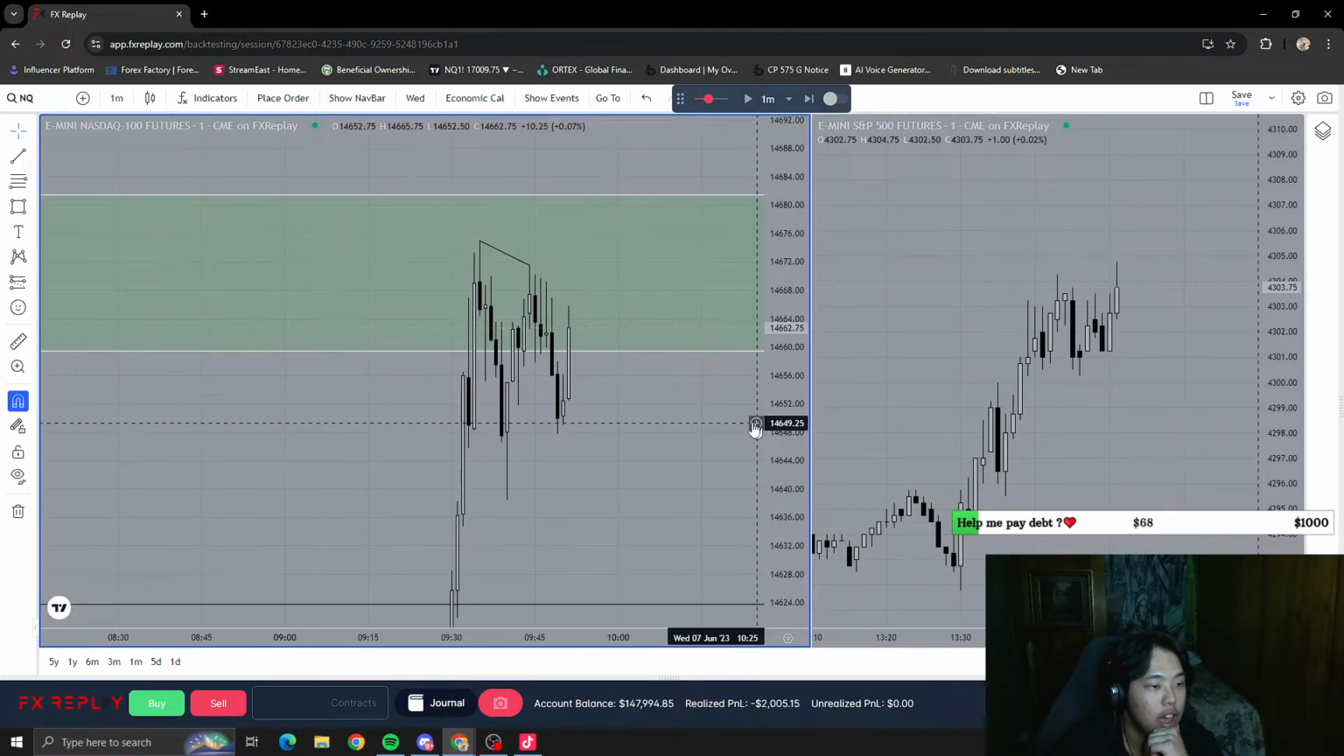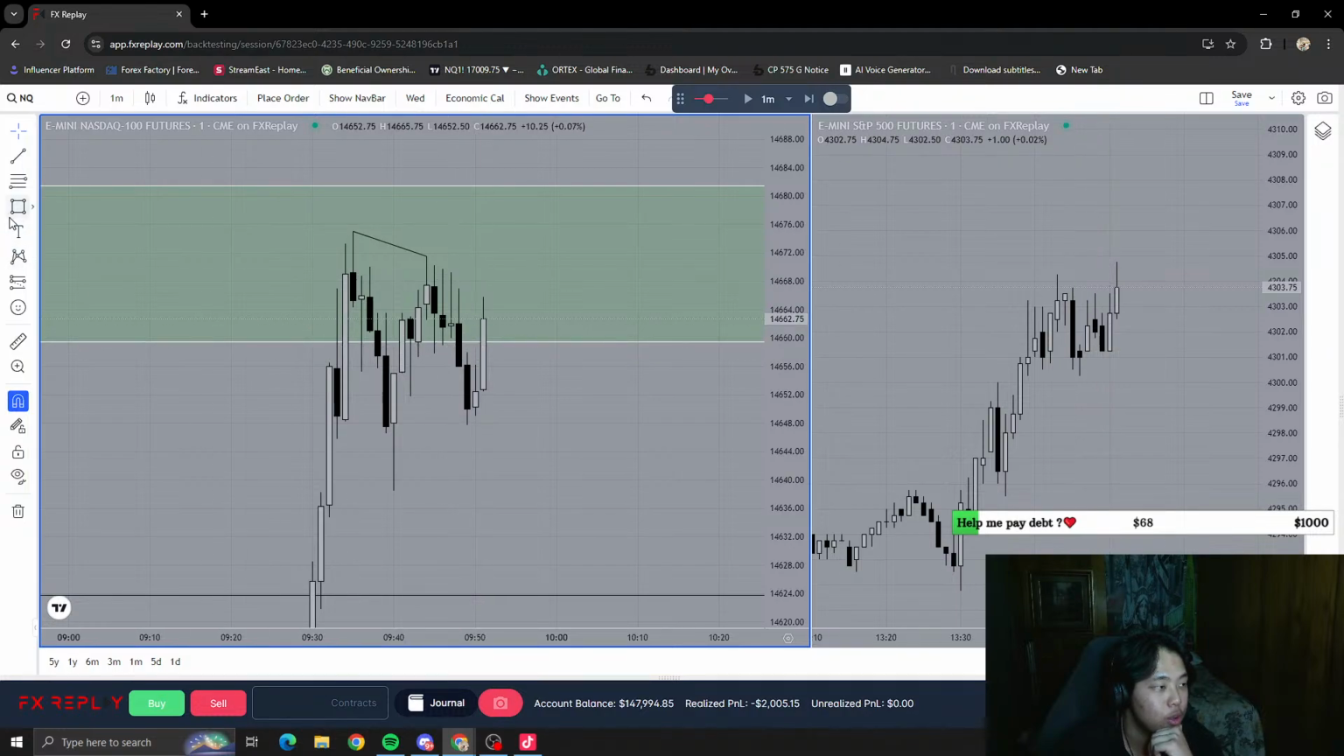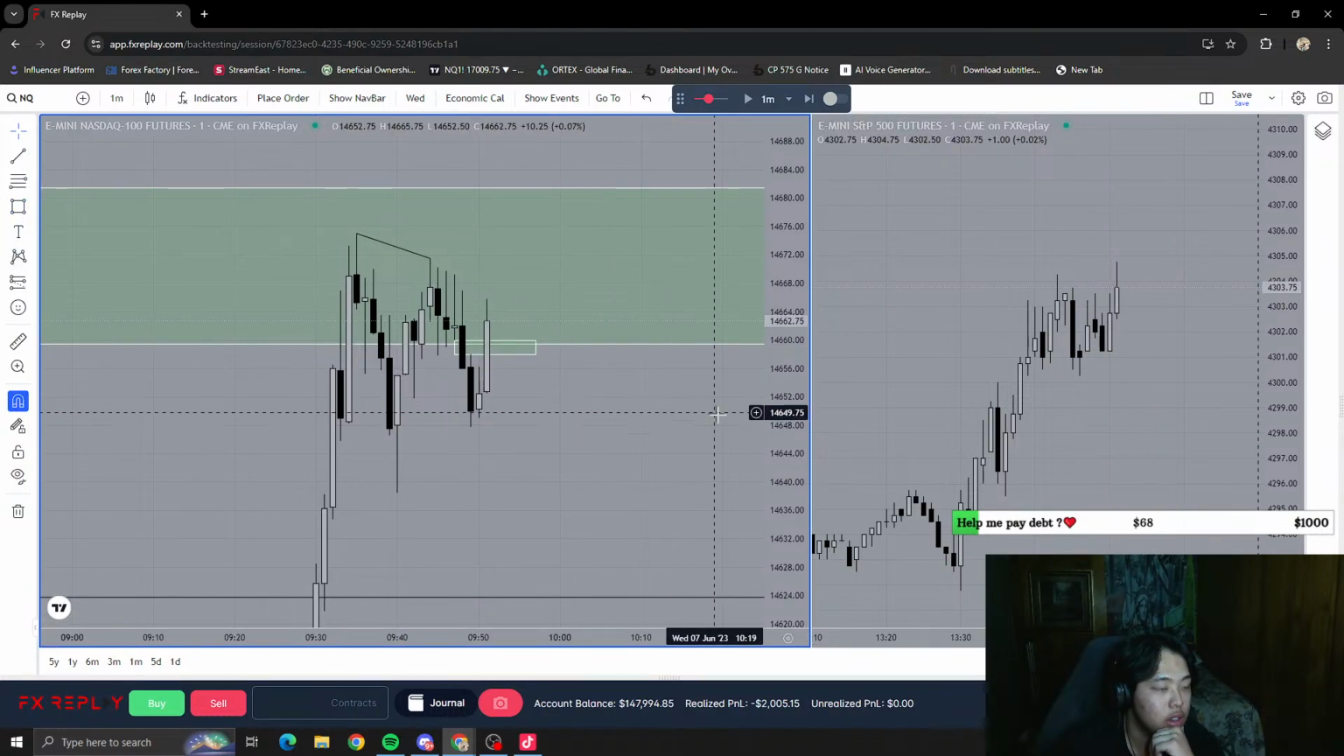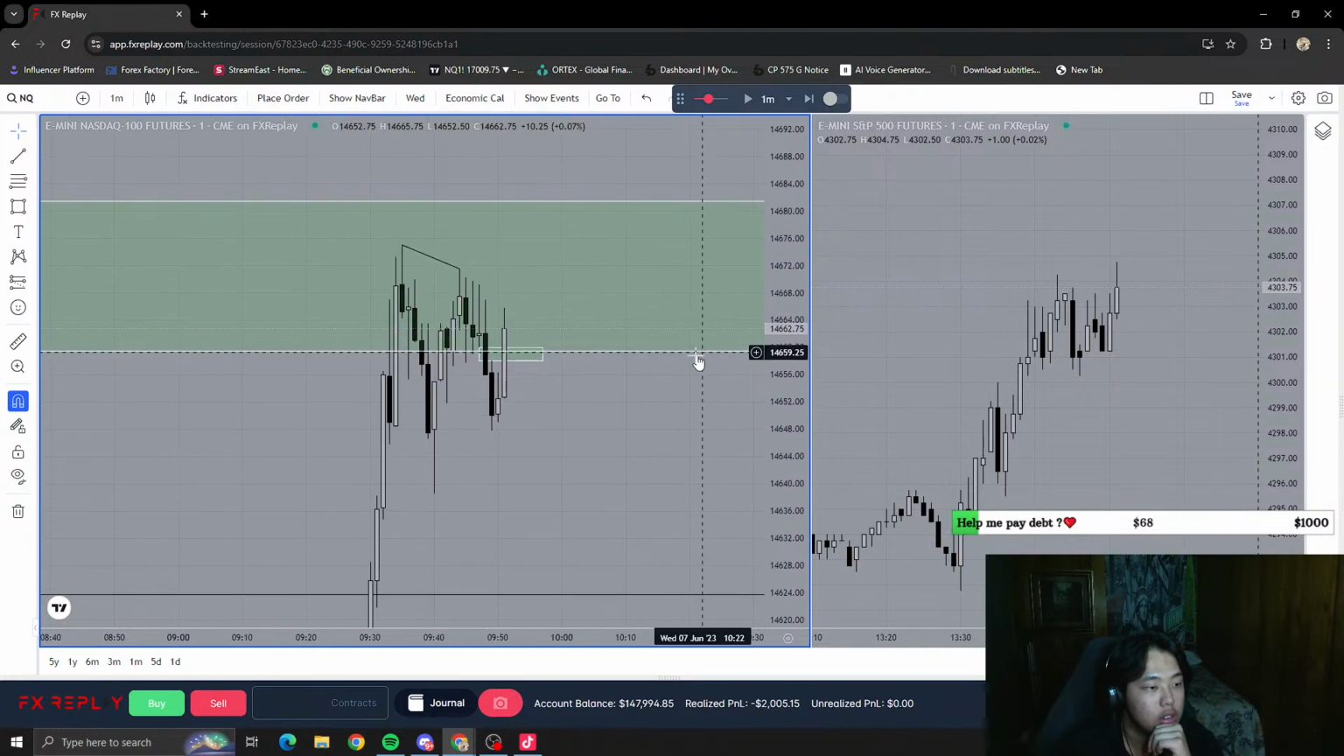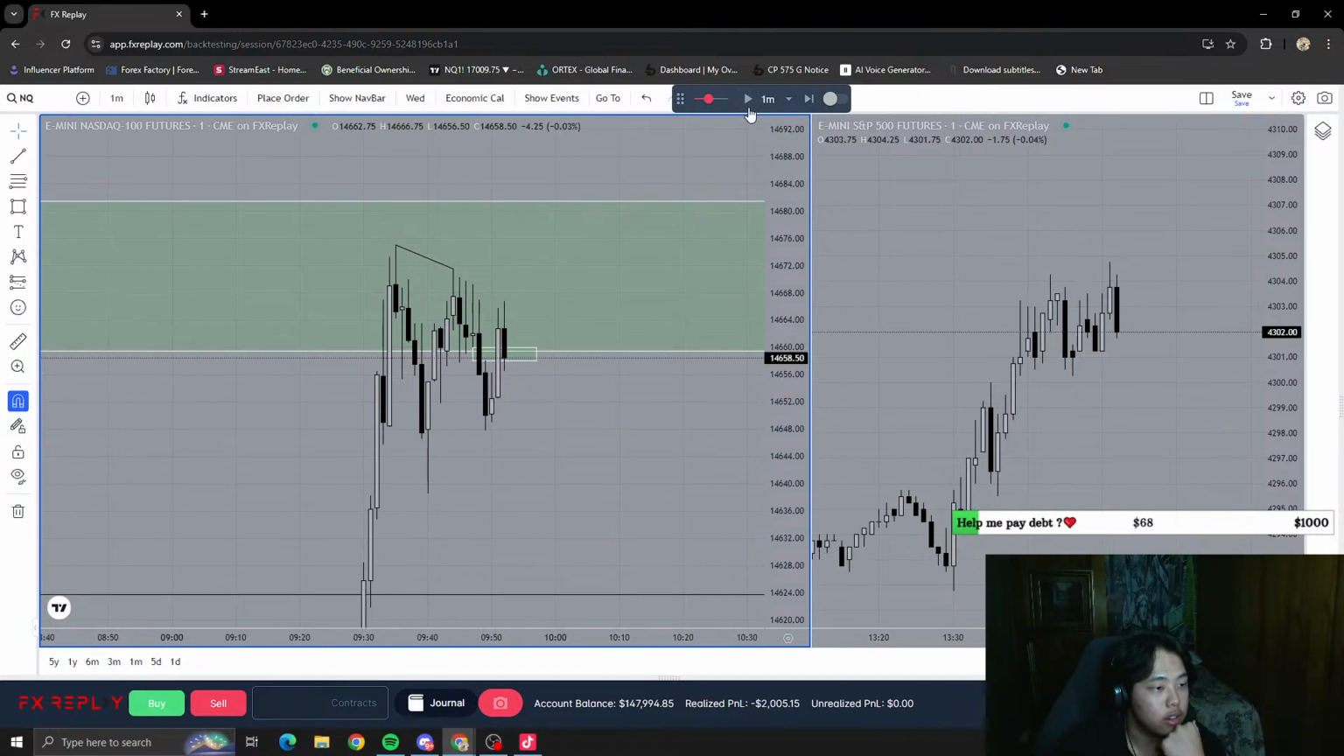So we did have this fair value gap here, but it looks like we ran through this fair value gap. We're not showing much bearish confirmation. It looks like NQ just wants to run those highs too. So I'm going to wait here.